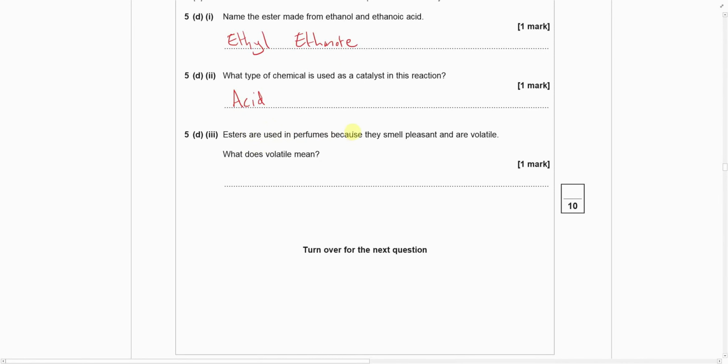Esters are used in perfumes because they smell pleasant and are volatile. What does volatile mean? Well, it means they evaporate easily. They easily turn into a gas.